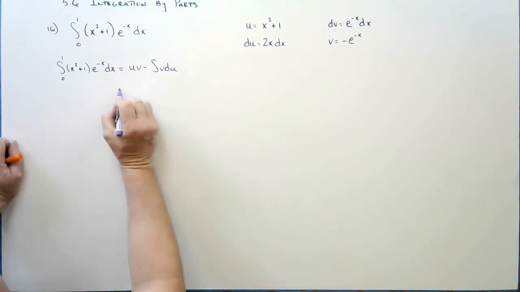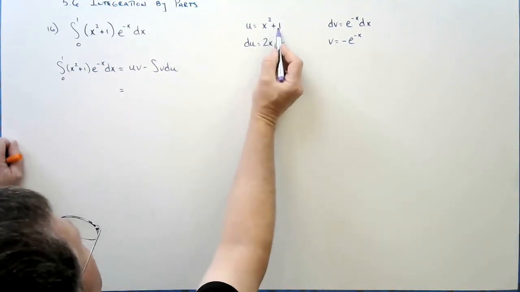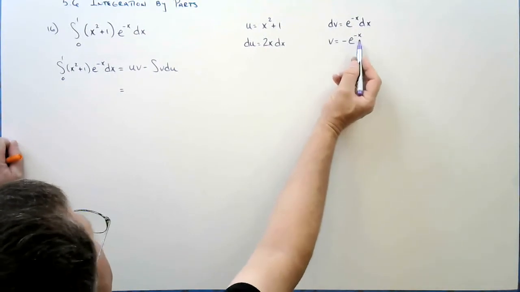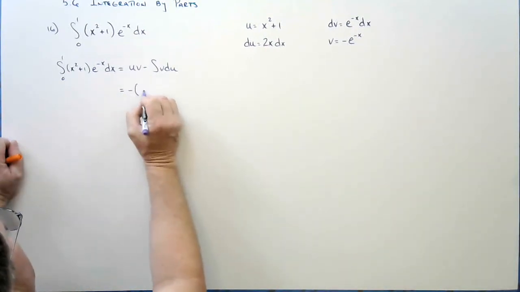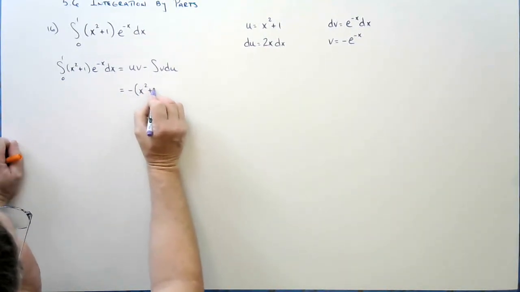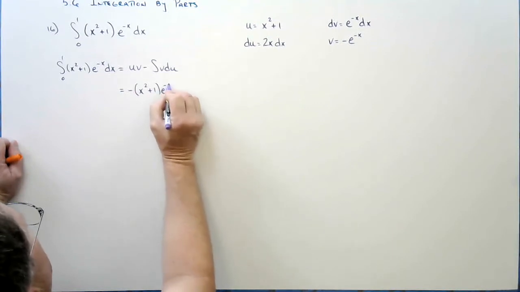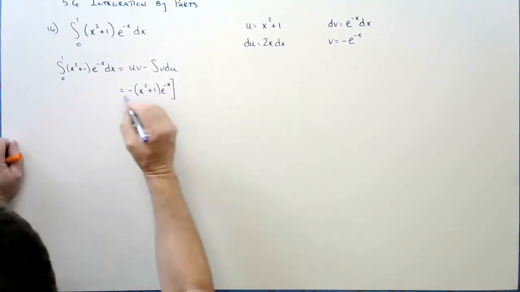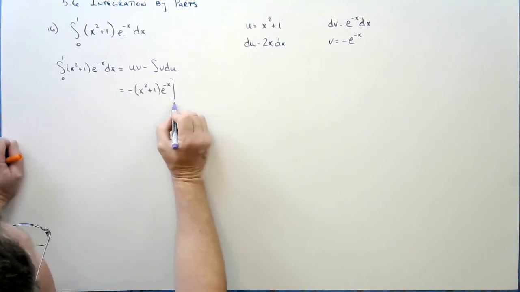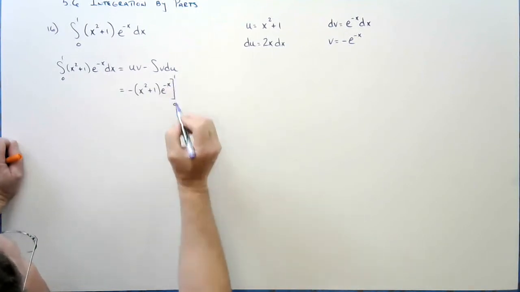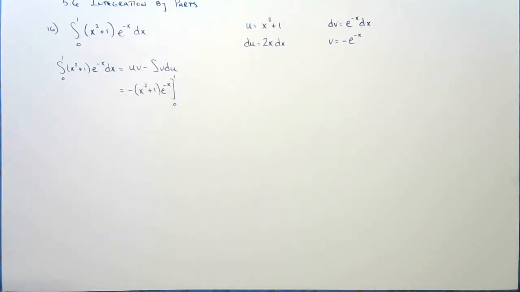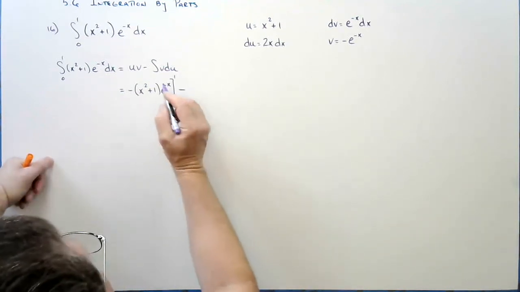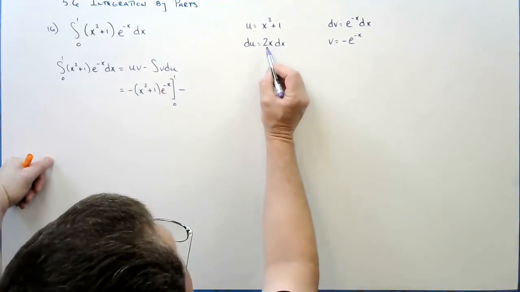So what do we get? Well, we plug in u is x squared plus 1, v is minus e to the minus x. So that's going to give us a negative x squared plus 1, e to the minus x. Now that's finished. We don't have to do any more work. So I'm going to evaluate that between 0 and 1. This time I won't forget to do that. Minus the integral of v du.